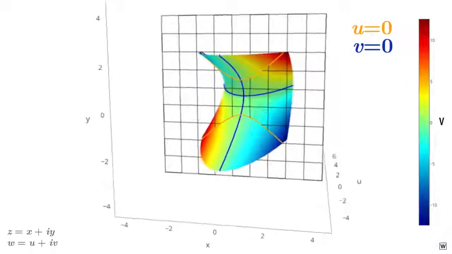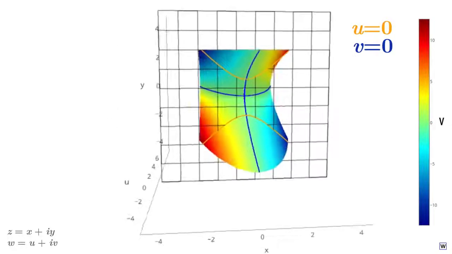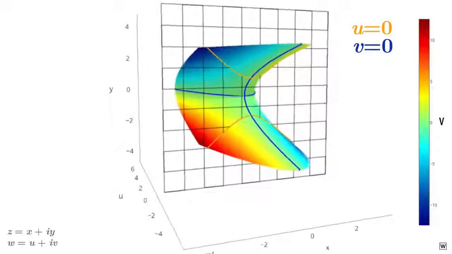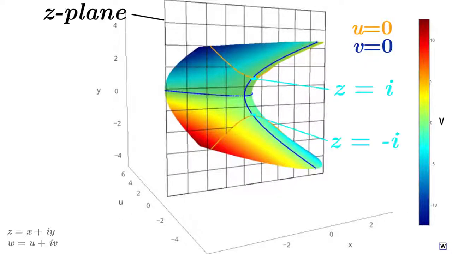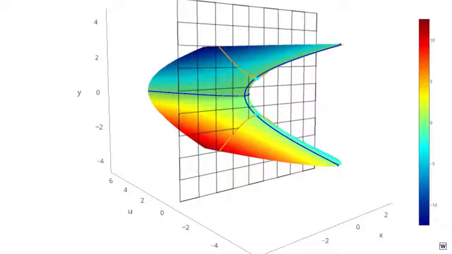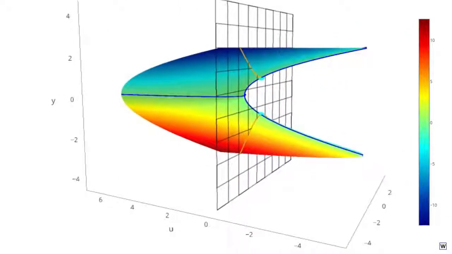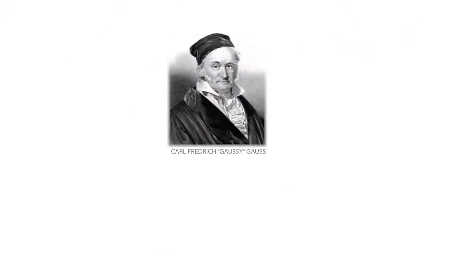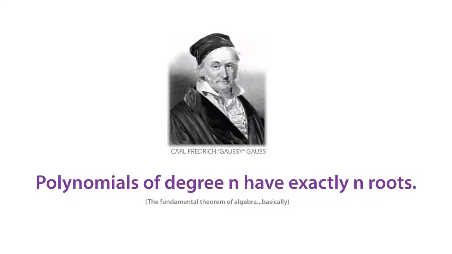Now, if we look closely, we see that both the real and imaginary parts of w equal 0 at exactly 2 points, positive and negative i on our complex z-plane, exactly as our algebra predicted. We have finally found our missing roots. So our friend Gauss was right all along. Our function does have exactly 2 roots.